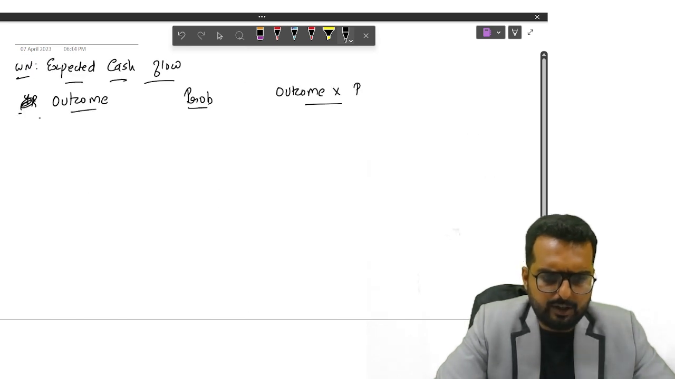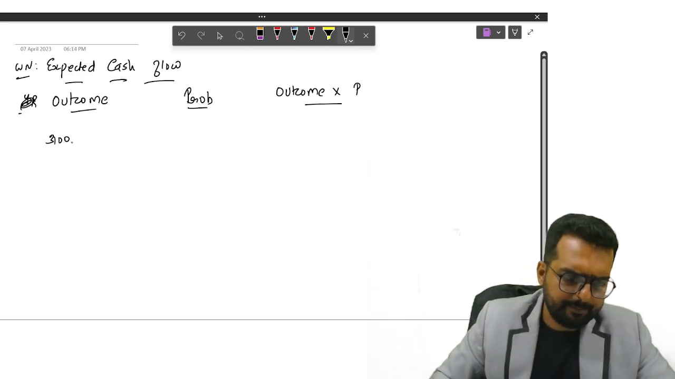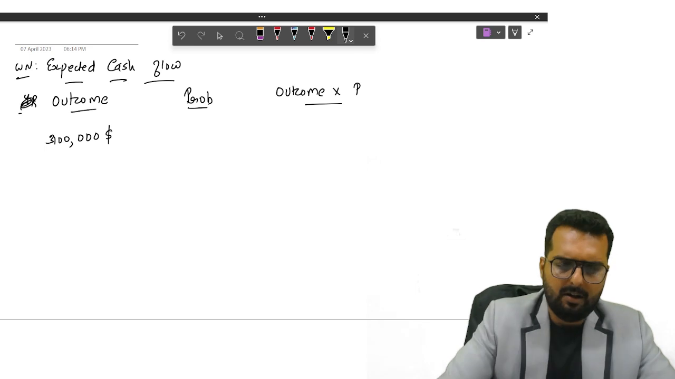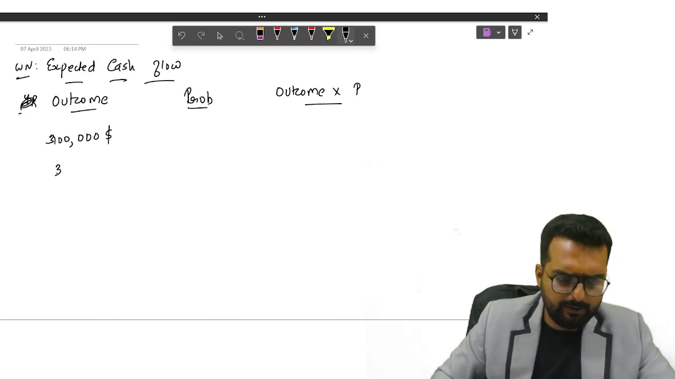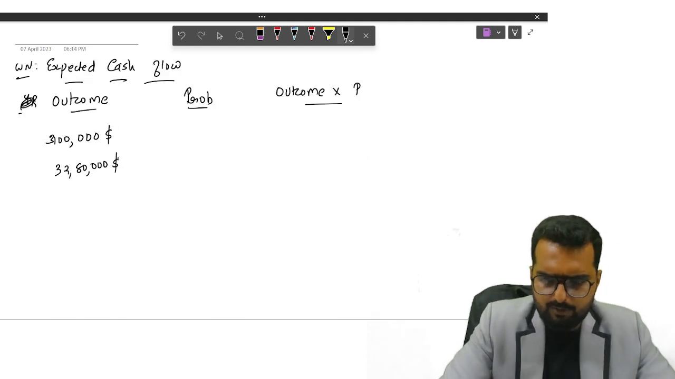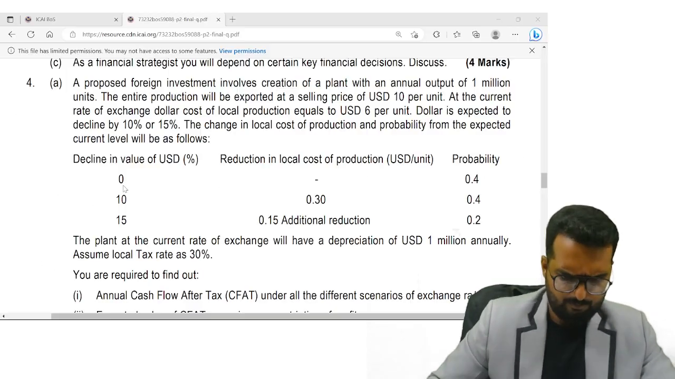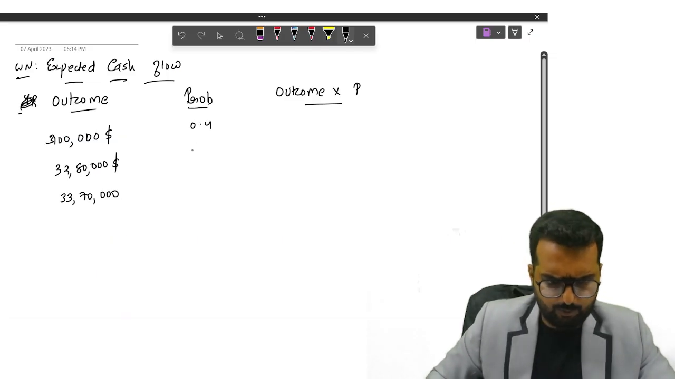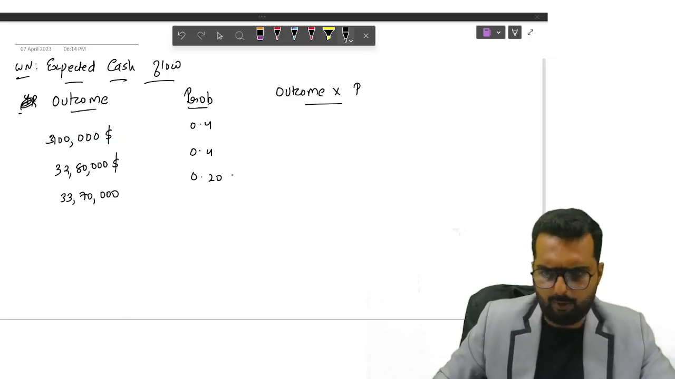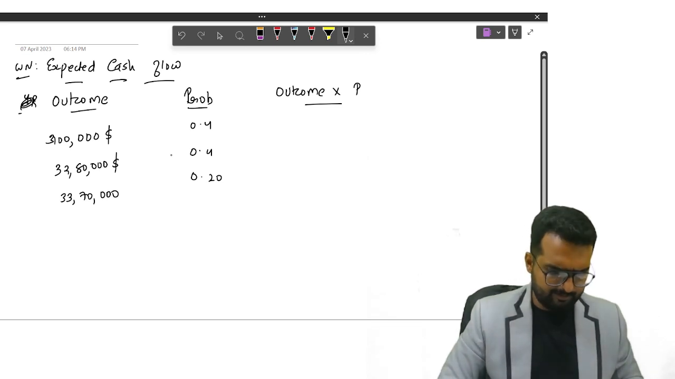I think we got 31 lakh as the first outcome. Second one is 32 lakh 80,000. And the last one is 33 lakh 70,000. What are the probabilities? 0.4, 0.4, 0.2. Can you please help me with the answer now?